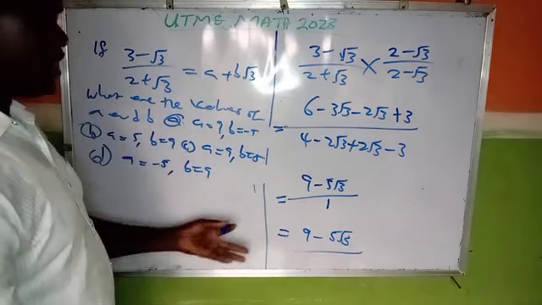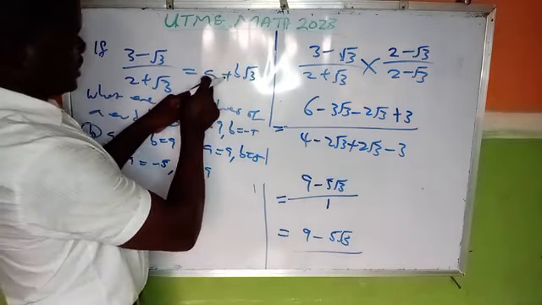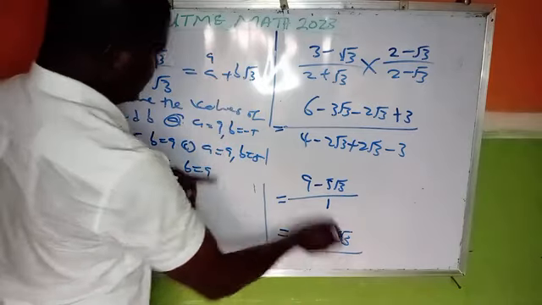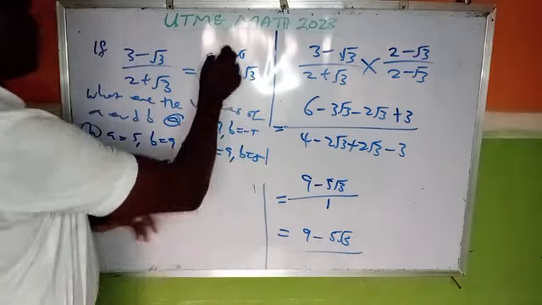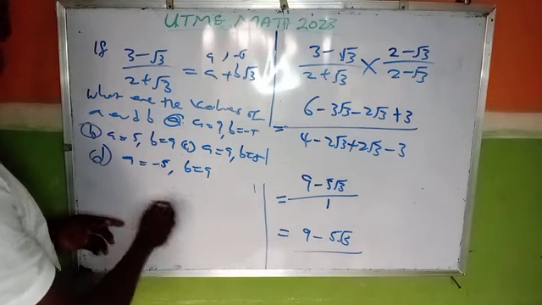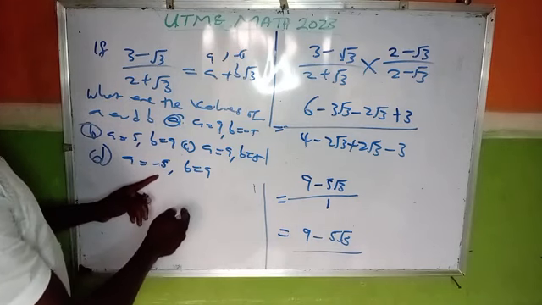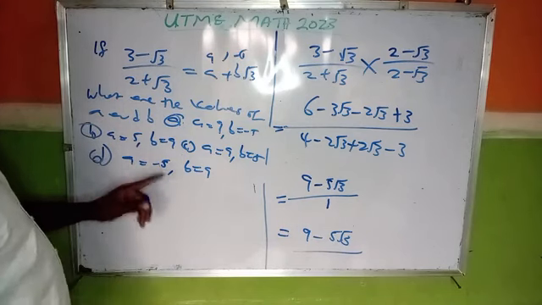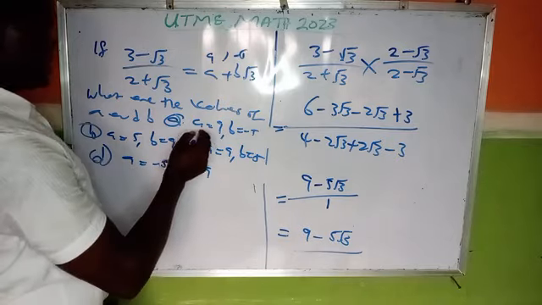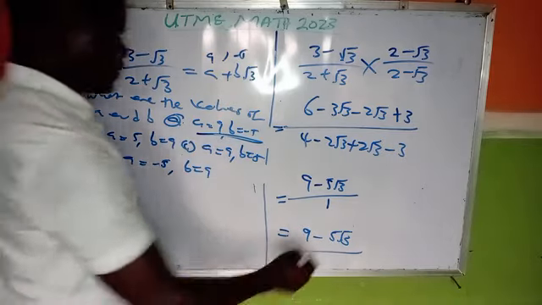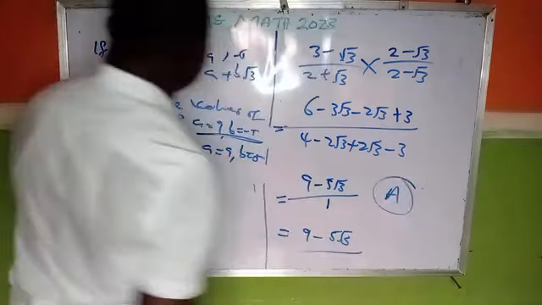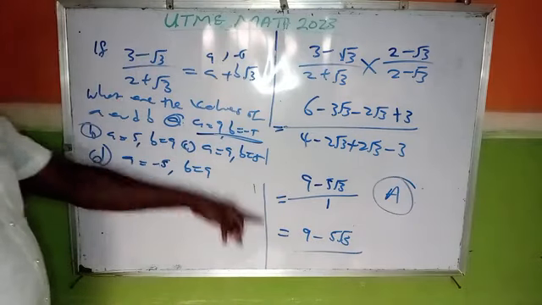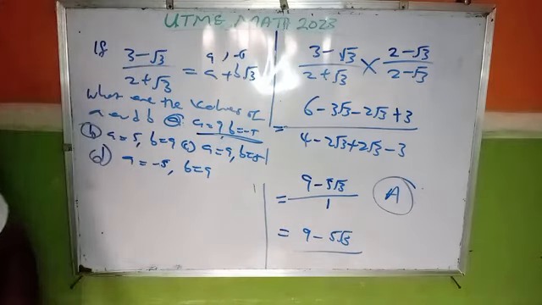So what is now your answer? This position of A here, A is 9, then B is what? Minus 5. So that's the answer. Where is it? A is 9. Okay, the answer is A. So that's it. The answer is A. That's 9 and then minus 5.